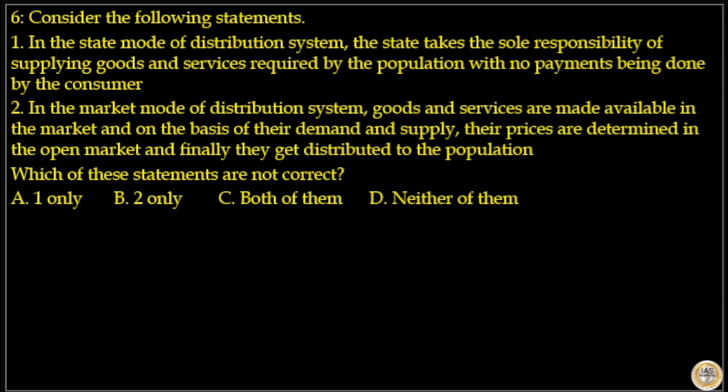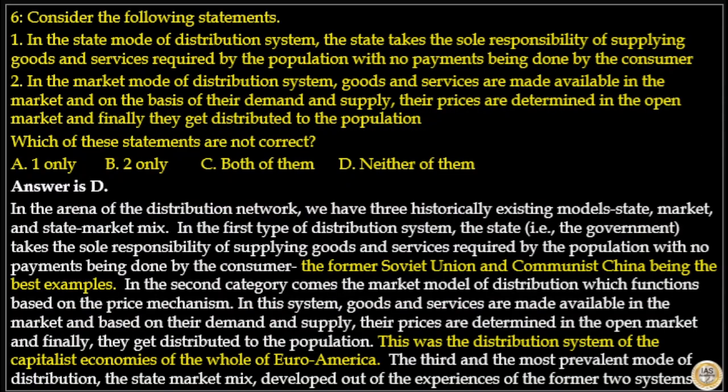In the market mode of distribution system, goods and services are made available in the market, and on the basis of their demand and supply, their prices are determined in the open market, and finally, they get distributed to the population. That is correct. Which of these statements are not correct? So here answer to this question is option D, neither of them, because both the statements are correct.